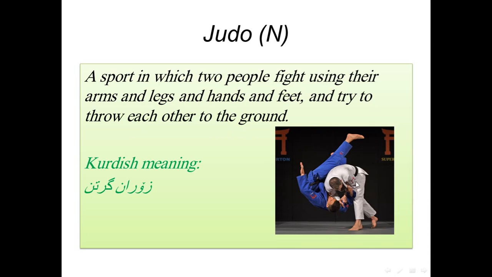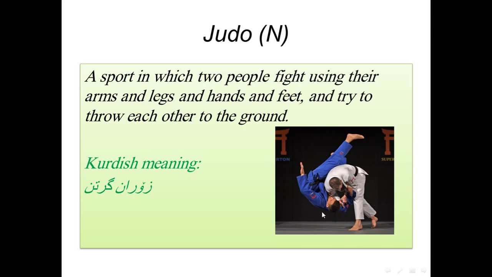The white one. Yes, the Kurdish meaning for this vocabulary judo is zoran girtin. Actually, from this picture you know that these guys are doing a sport, and the sport's name is judo, and it's common in many countries. We have seen that, and also we have seen many videos on this.